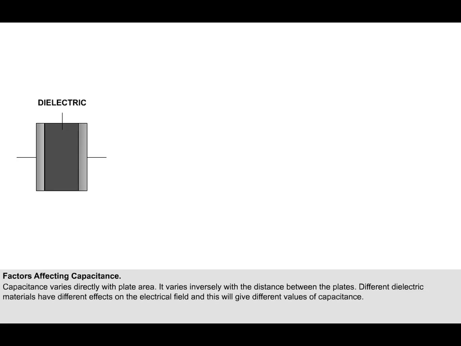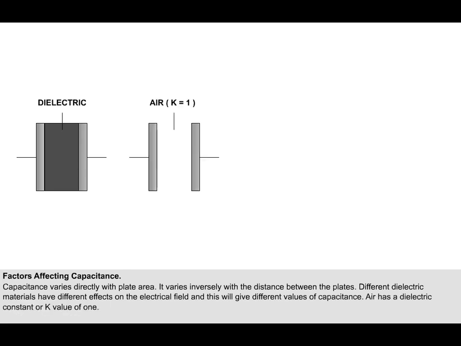The third thing that affects capacitance is the material of the dielectric. Different dielectric materials have different effects on the electrical field, and this will give different values of capacitance. In order to compare different materials, they each have what is known as a dielectric constant, or K. The standard is air, and it has a dielectric constant, or K value, of 1.